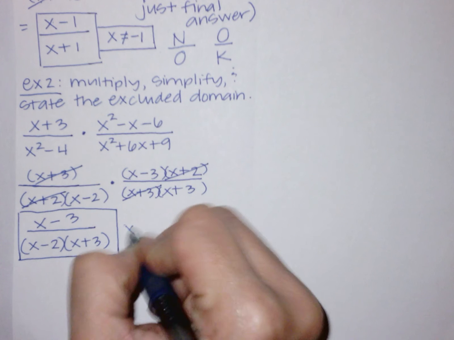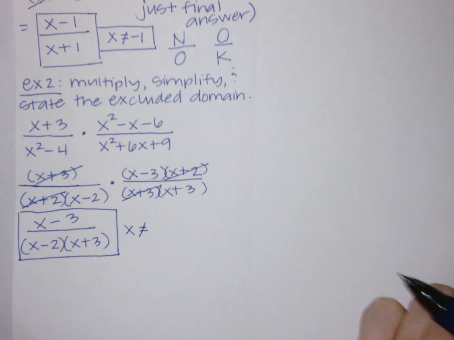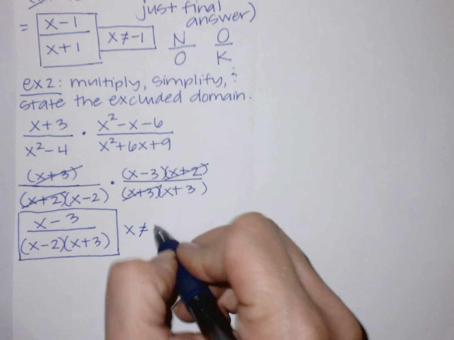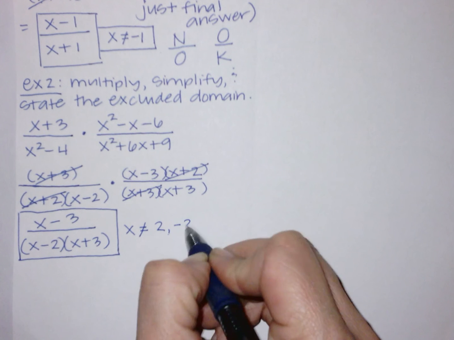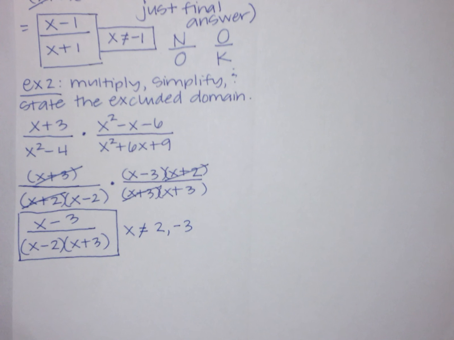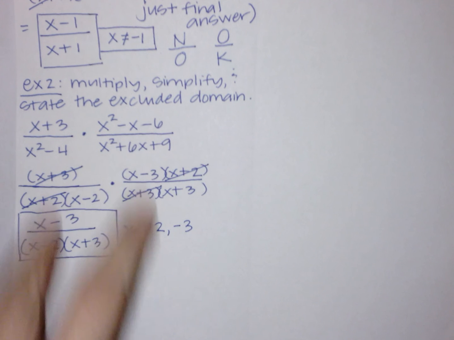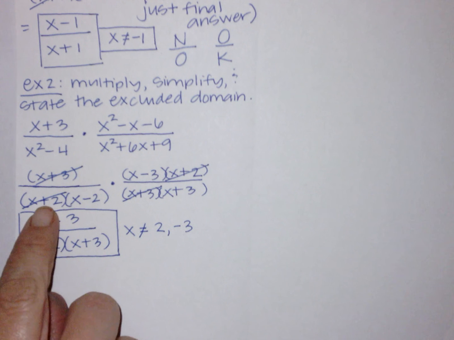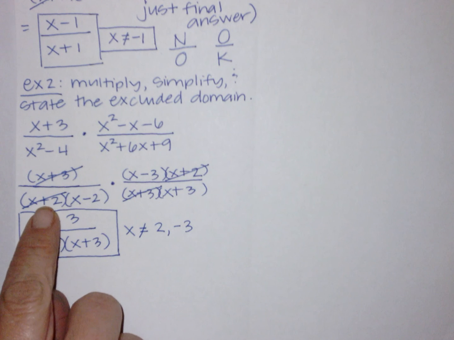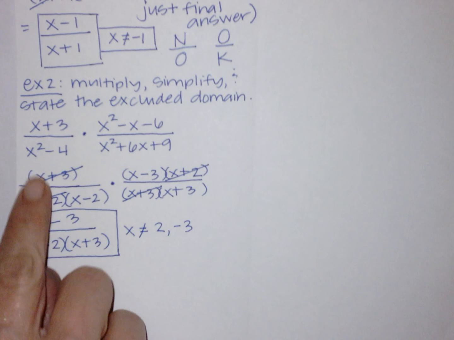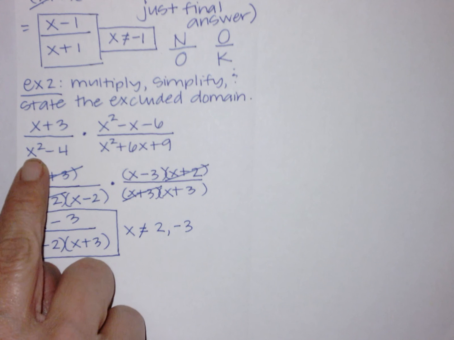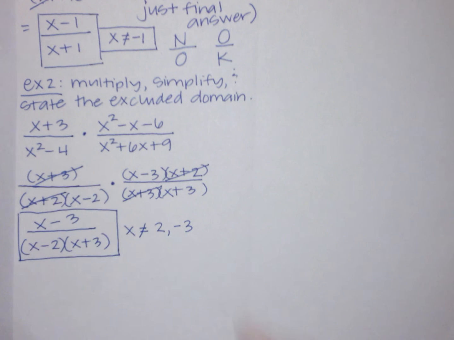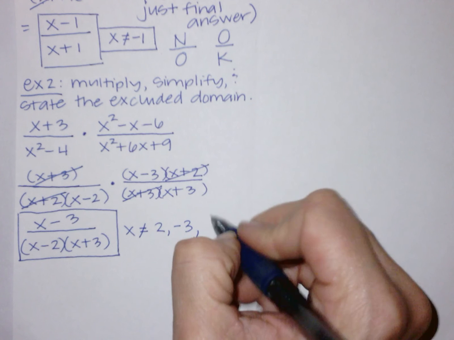But now what I need to do is my excluded domain. What can't x equal? It's very, very easy to look and go, oh, it can't equal 2 and it can't equal -3. But you've got to stop yourself because if at any point it makes the denominator 0, it has to be excluded. So right here we canceled out x plus 2, but if I plug in -2, even into the original problem, what's -2 squared? 4. 4 minus 4 would be 0. So -2 also has to be excluded from this.